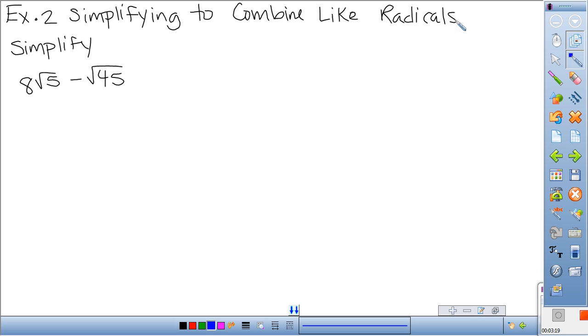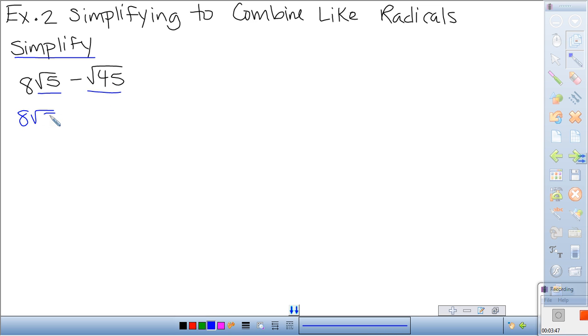Simplifying to combine like radicals. If we look at this, 8 square roots of 5 minus the square root of 45, these are not like radicals. The square root of 5 I can't do anything about, but when I look at the square root of 45, I notice this is kind of a big number. I can probably do something about that. Maybe I can simplify it so that I end up with like radicals, so that I can simplify these two terms together. So that's what I'm going to do.